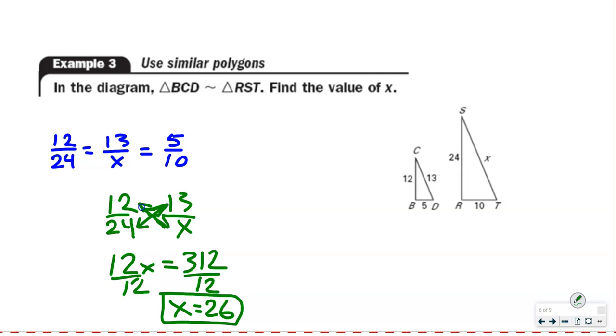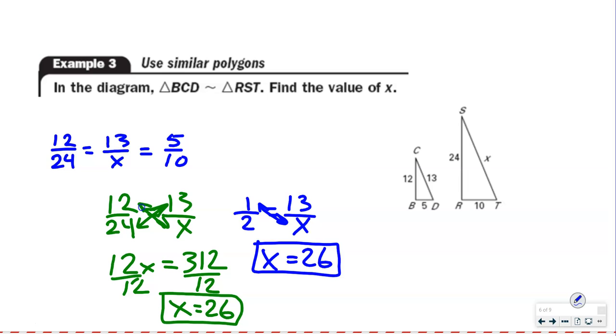Now, say you don't have a calculator handy, or you don't do well with larger numbers, whatever it is, you should be able to recognize that we can simplify 12 over 24, right? So 12 over 24 is just 1/2, equals 13 over x. I'll show you this still works. 1 times x is just x. 2 times 13 is 26. So if you're able to simplify that ratio, go ahead and simplify it. It's going to make your numbers a little bit smaller to deal with, and you'll still get the same answer.